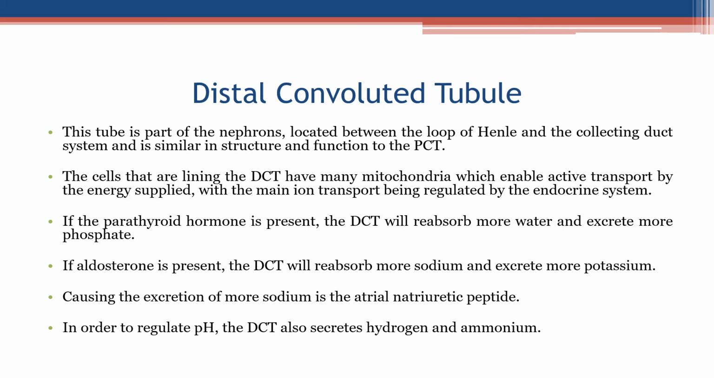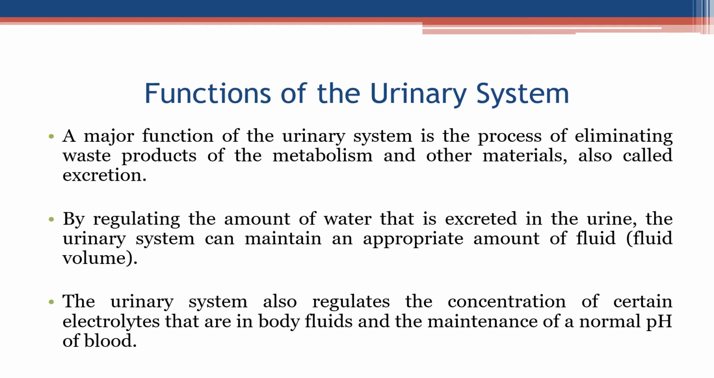In order to regulate pH, the DCT also secretes hydrogen and ammonium. Functions of the urinary system: a major function of the urinary system is the process of eliminating waste products of metabolism and other materials, also called excretion. By regulating the amount of water that is excreted in the urine, the urinary system can maintain an appropriate amount of fluid volume.